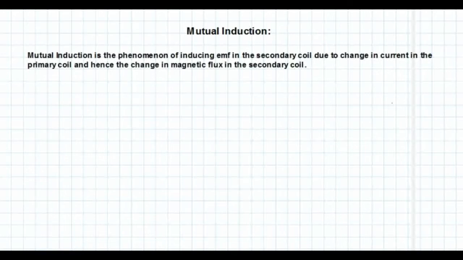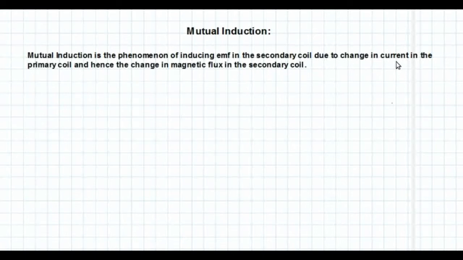Today we will discuss mutual induction. In the previous class we have learned about self-induction. Self-induction is the induction which is taking place in a coil itself. But what is mutual induction? Mutual induction is the phenomenon of inducing EMF in the secondary coil due to change in current in the primary coil, and hence the change in magnetic flux in the secondary coil. So there should be two coils, right? There should be a secondary coil and a primary coil.